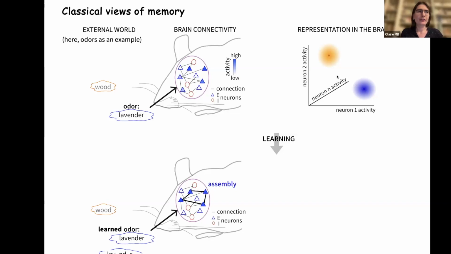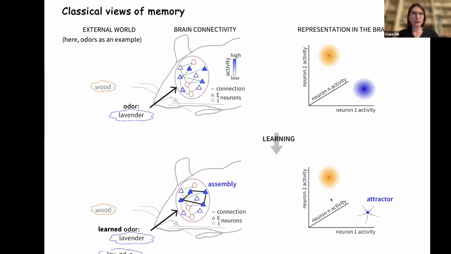We know from previous theoretical work that the formation of an excitatory assembly will lead to the formation of an attractor state. So this is what you see here on this little toy cartoon. Let's say in this example, the mouse memorizes the smell of lavender, which is here the blue point. And so the activity in response to lavender, as well as to olfactory stimuli similar to the smell of lavender, will converge to one point in state space.